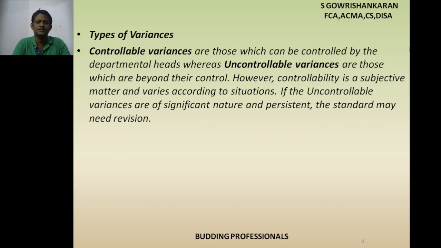Uncontrollable variances are those which are beyond their control. However, controllability is a subjective matter and varies according to situations. If the controllable variances are of significant nature and persistent, the standard may need revision. So controllable, you can easily control within the organization. There are some uncontrollable variances, things that are not under the control of the management.